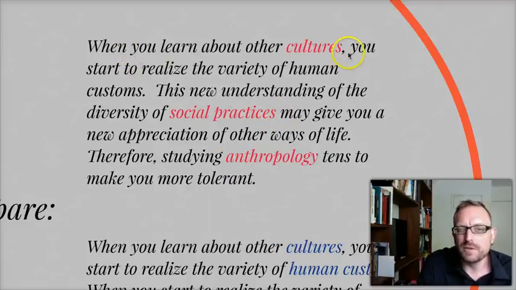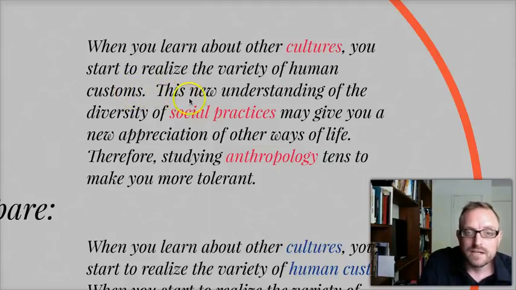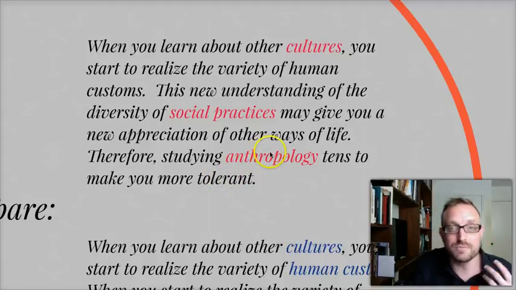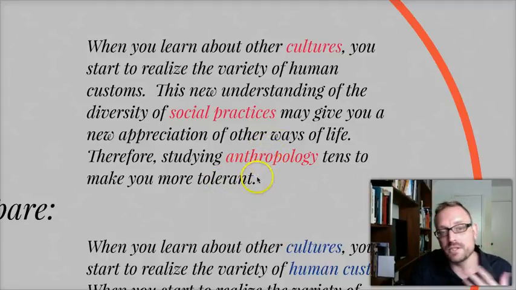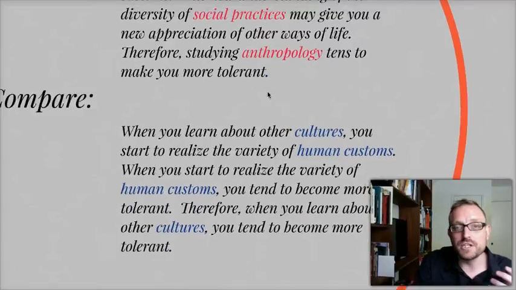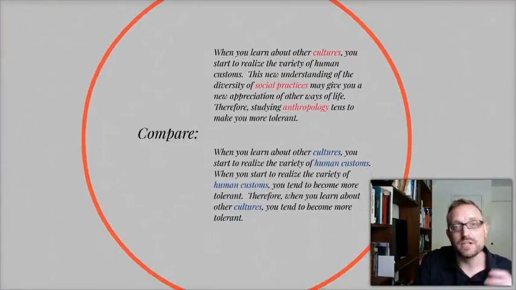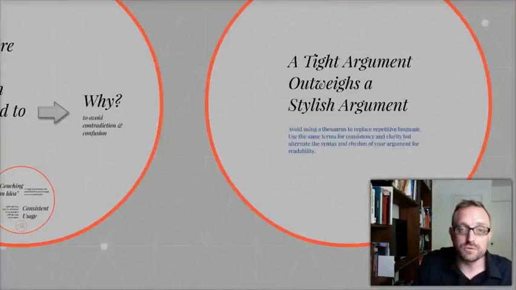It says, when you learn about other cultures, you start to realize the variety of human customs. Okay, you realize it, and then this realization gives you appreciation. But how does appreciation give you tolerance? Right, so you can see here that the language is presuming something there, and so it's not as clear. So this is a good example of how we should use concise terminology in order to thread those arguments through.